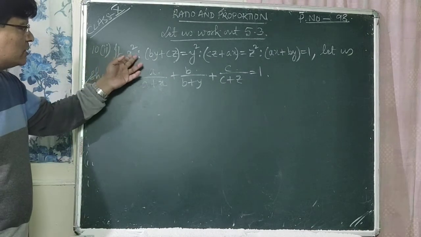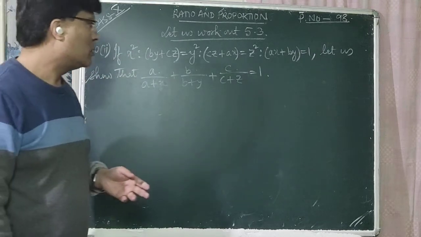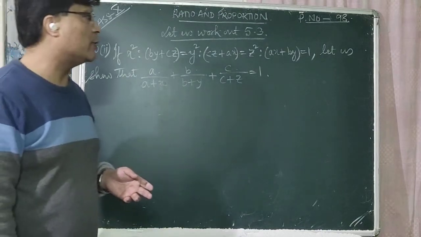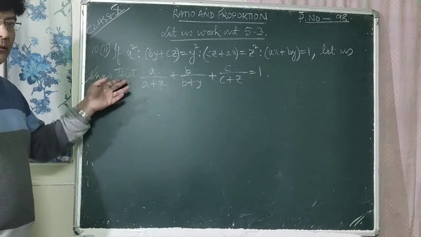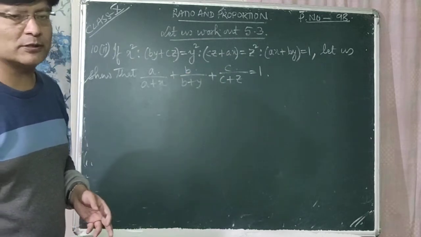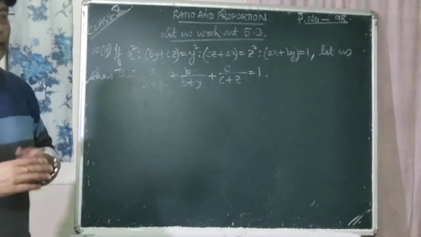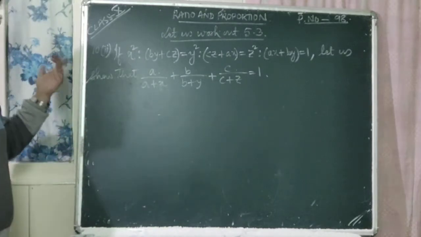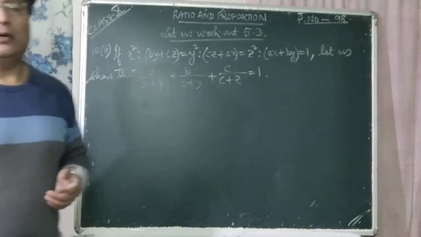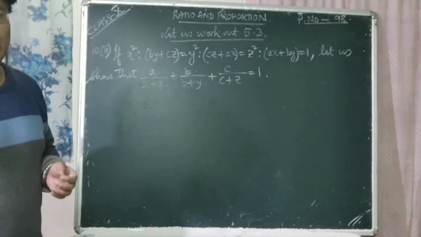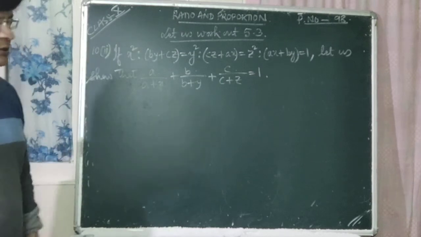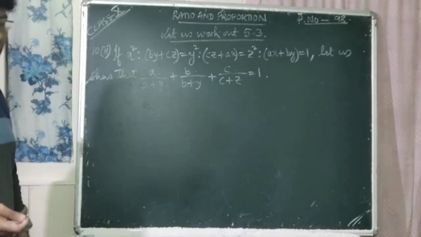If x square is to by plus cz is equal to y square is to cz plus ax is equal to z square is to ax plus by is equal to 1, let us prove that a upon a plus x plus b upon b plus y plus c upon c plus z is equal to 1. So in this case also we can use the same method as we have done in problem number 1 of 10, right? So here also the given part is there, but it is given in terms of ratio, and that ratio should be converted into fraction. You can convert that ratio into fraction, right?